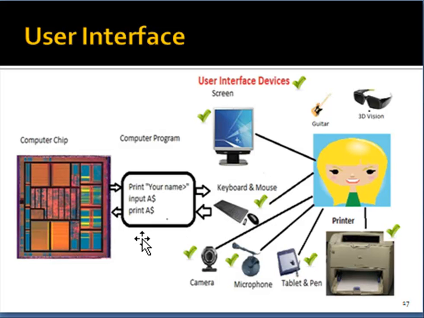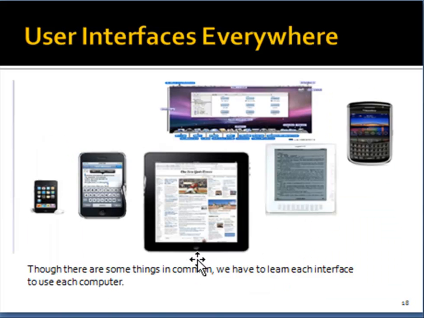The next slide shows you the basic idea that here's a computer over here, and you write a computer program that basically says, okay, we want to interact with the user, we want to ask for input or output, and you use various kinds of devices today. You use screens, mice, cameras, microphones, tablets, pens, printers, 3D vision goggles, and guitars. A vast number of things are the interfaces today, and the interfaces are just everywhere.